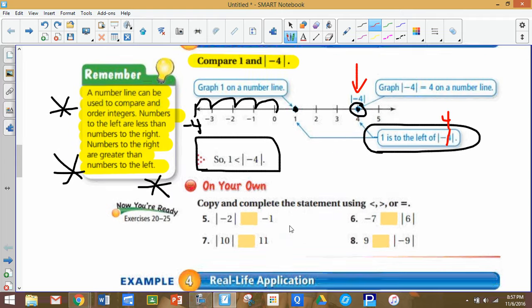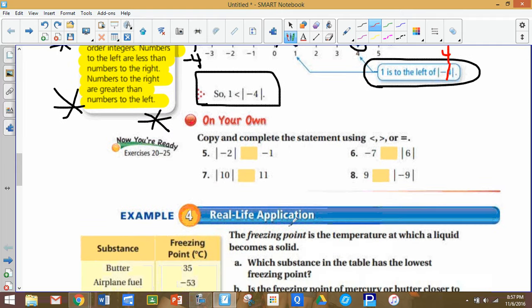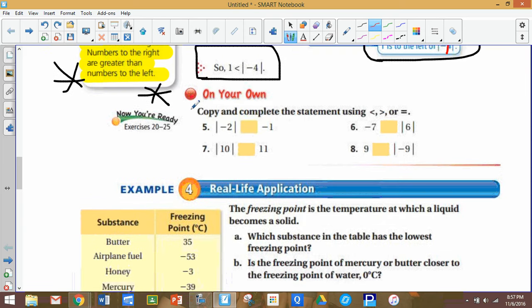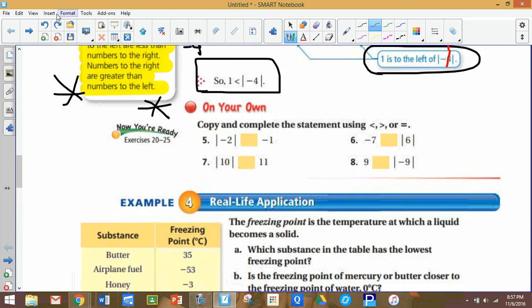So what I'd like you to do is pause your computer and do 5, 6, 7, and 8, and then come back and we'll go through those. And again, you do not have to do a number line if you don't want to.